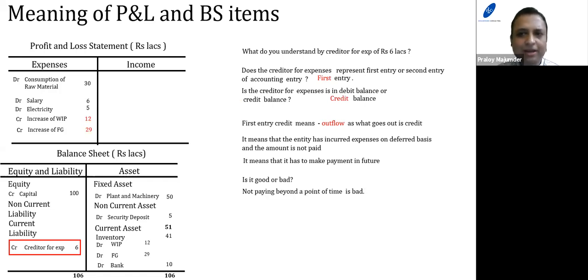Not paying beyond a point of time is bad, because if a business entity has to continue to run operations, it has to pay creditors on time. If it pays creditors on time, the creditor will give material, and from that also the entity will be purchasing material and the transaction will go on. So if the creditor is extended beyond a point of time, it is not good.